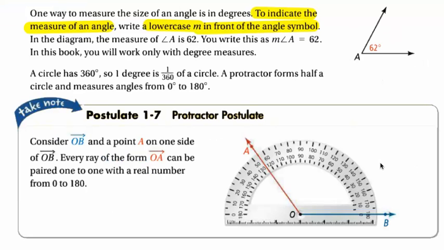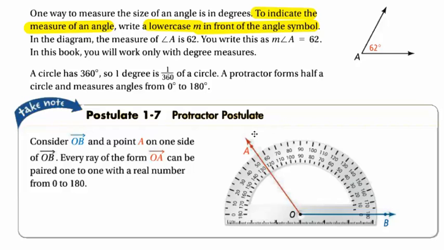One way to measure the size of an angle is in degrees, and the way that we indicate the measure of an angle is to use that lowercase m. So when they want the number of degrees, you'll see it listed like this: the measure of angle A equals 62 degrees. That's what that little m means, and usually it's italicized. That's how they will indicate that they want the angle measure.